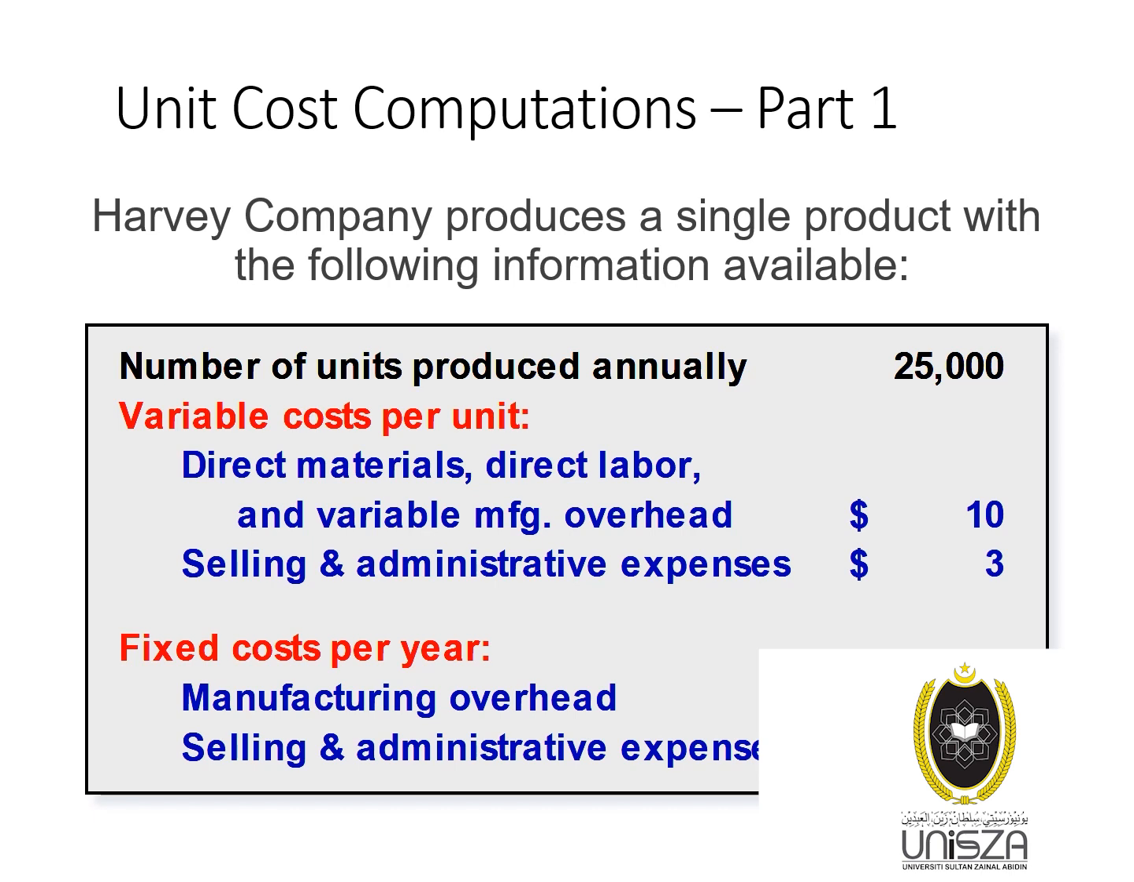Unit cost computation part 1. The Harvey Company produced a single product with the following information available. Number of units produced annually is 25,000. The variable cost is $10 for direct materials, labor and variable manufacturing overhead, and for selling, $3 per unit. And the fixed costs per year are as follows: 150,000 for manufacturing overhead and for selling and administrative expenses.